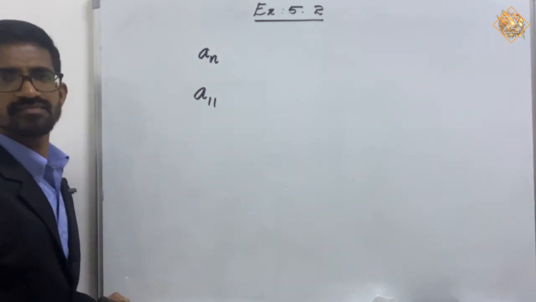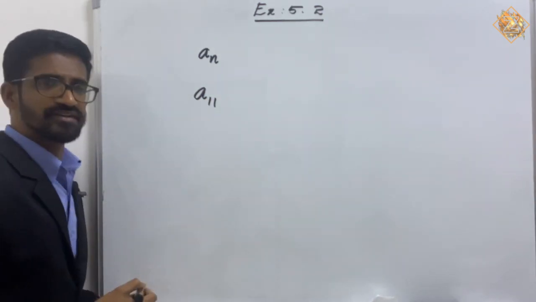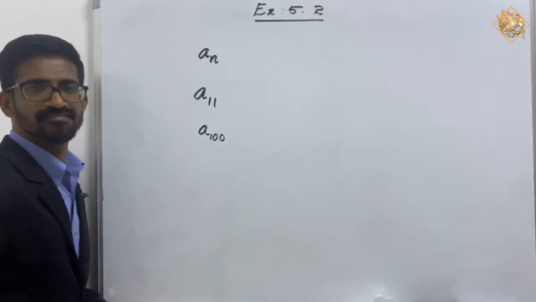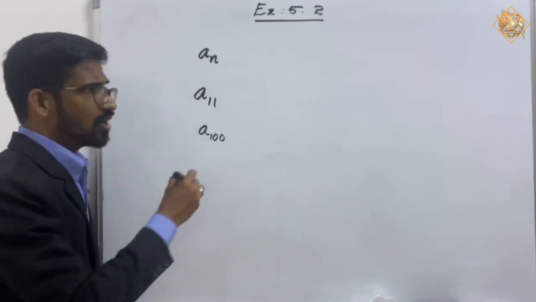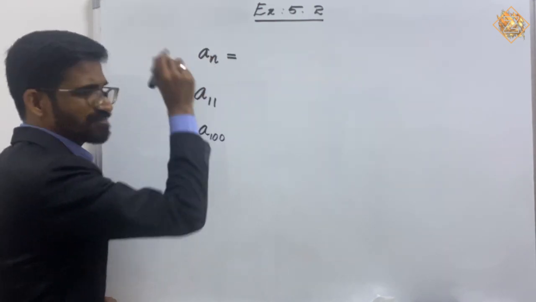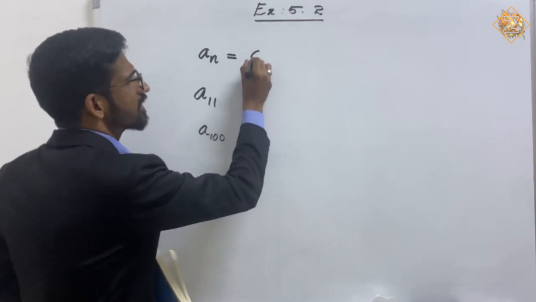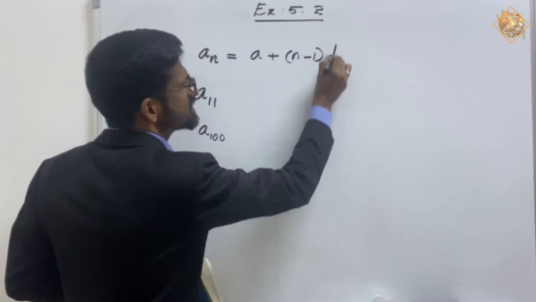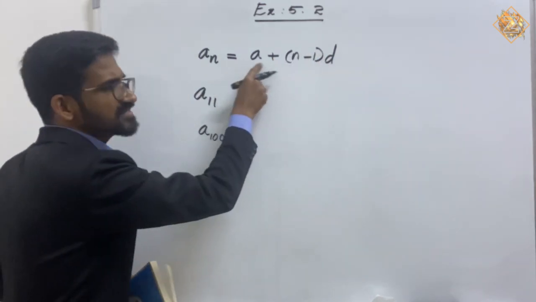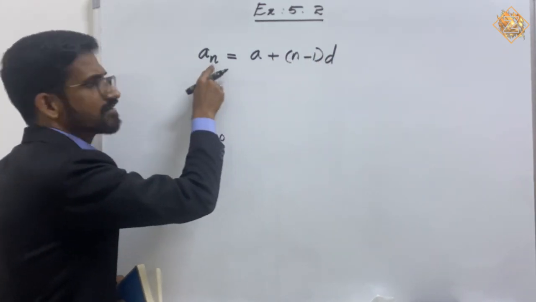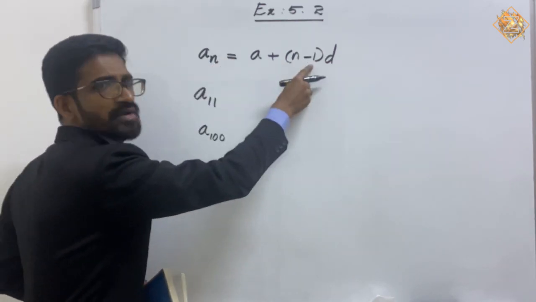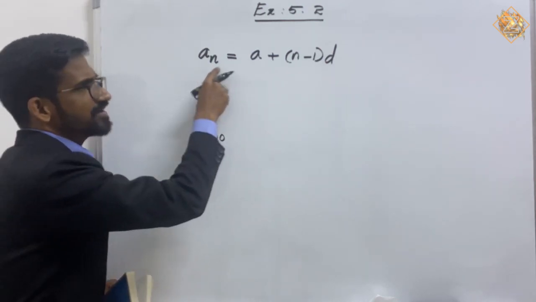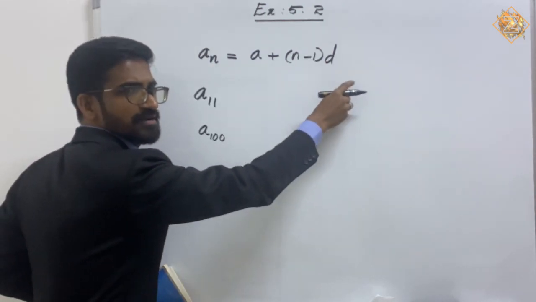A11, isn't it? How can we denote the 100th term? A100. Now, how do we expand An? A plus n minus 1 into D. From this n we subtract 1 multiplied with D, isn't it? It became n minus 1 multiplied by D.